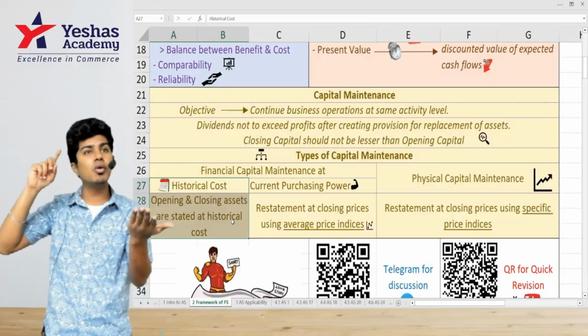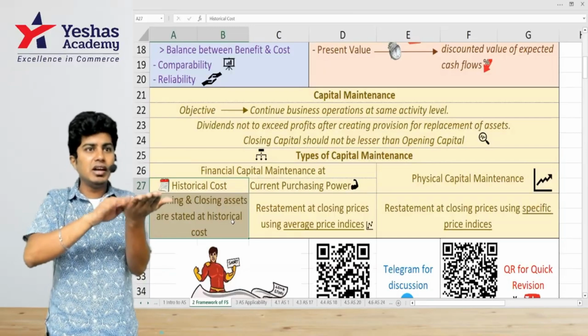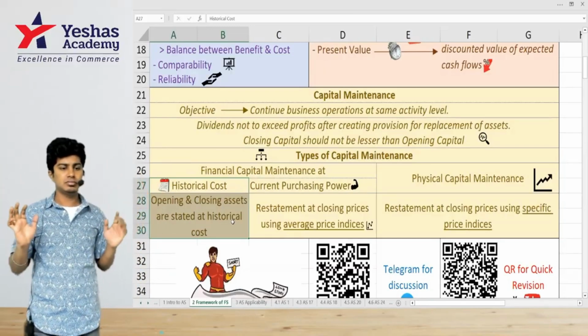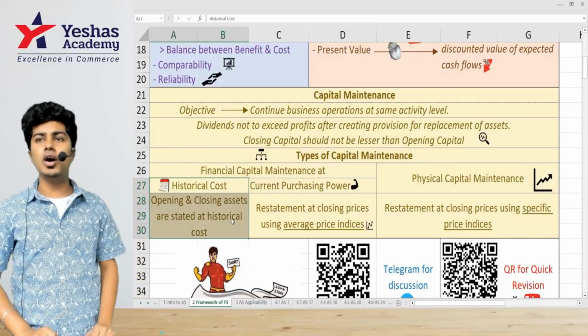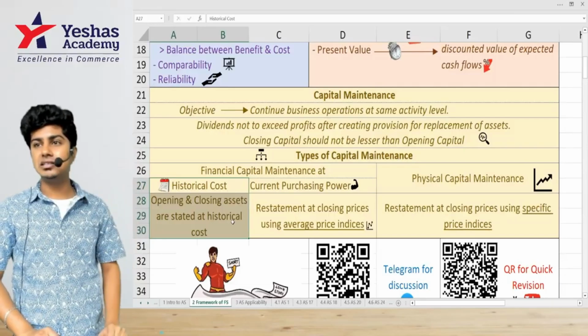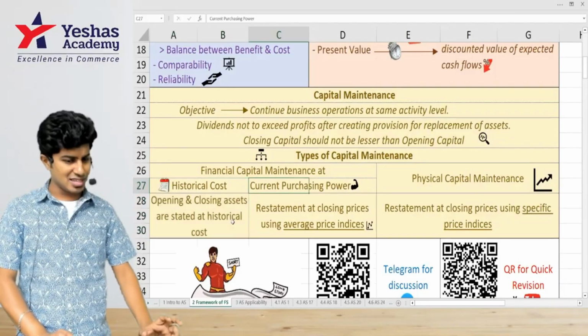10,000 kgs into 10 is what I want to have this year. So out of 1 lakh 20, I'll keep 1 lakh rupees aside. 20,000 I can withdraw. That is historical cost as the basis for capital maintenance. Next one is current purchasing power.